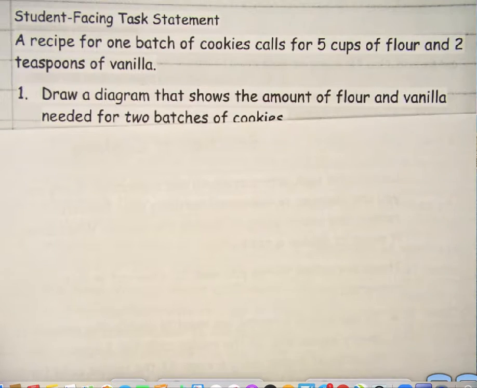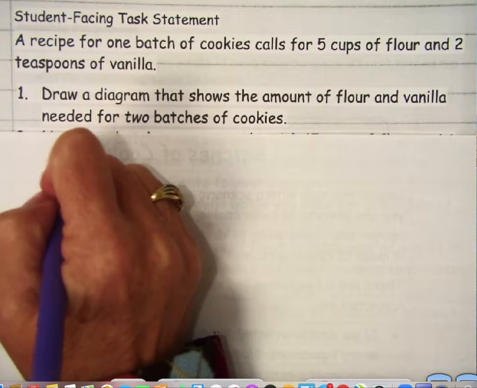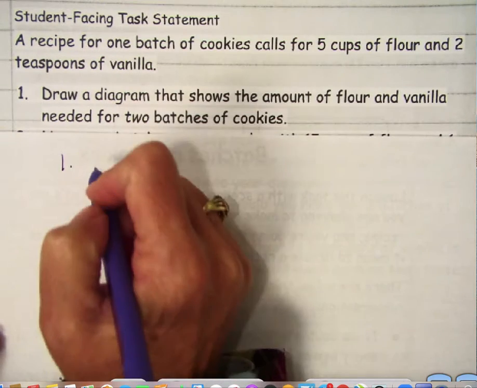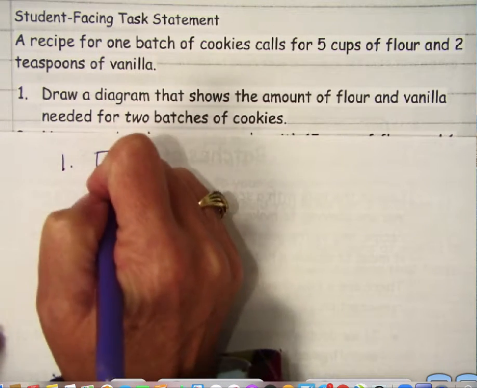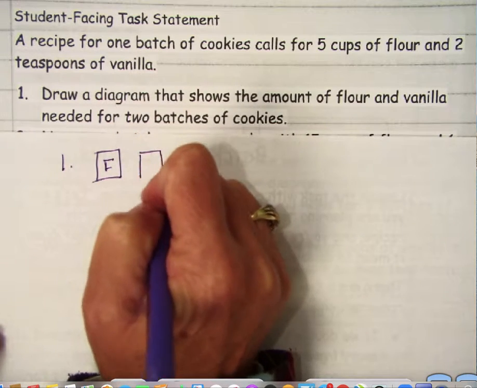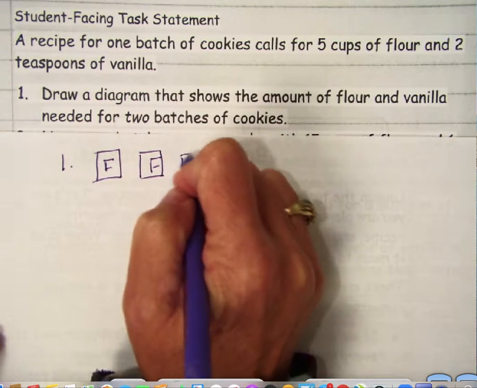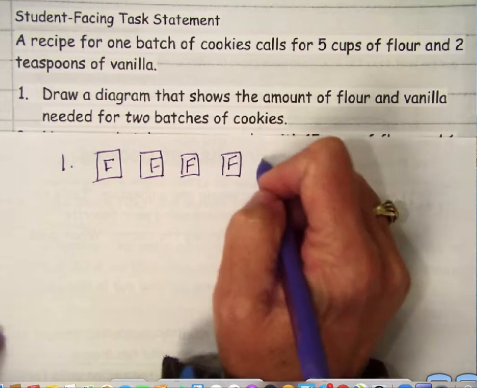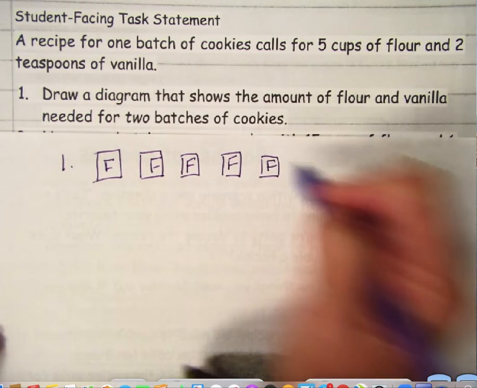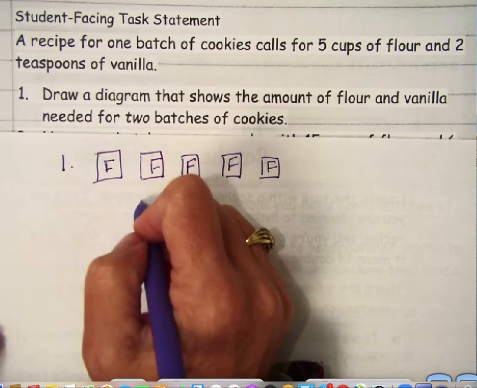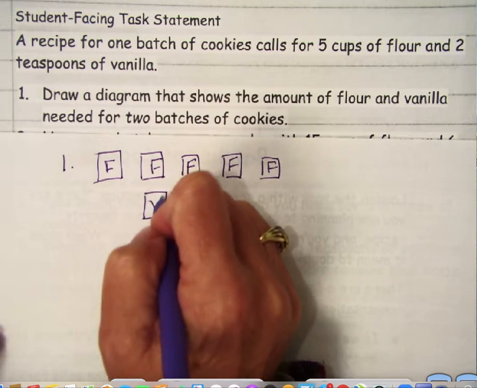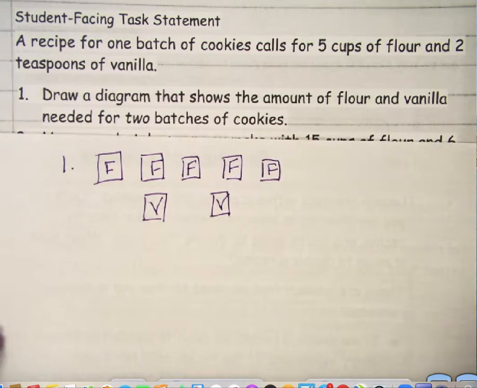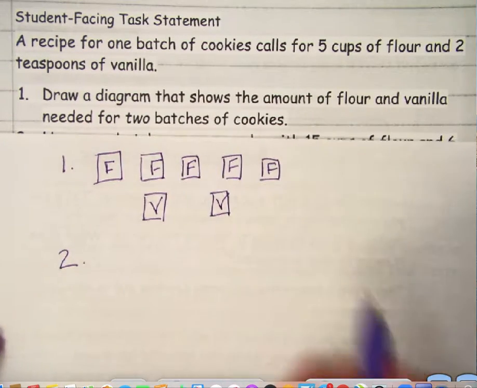Okay? So, task number 1. Draw a diagram that shows the amount of flour and vanilla. So flour, and I'm just going to draw 5 boxes with an F. And how many vanillas? I need 2 vanillas. Okay, there's my diagram.